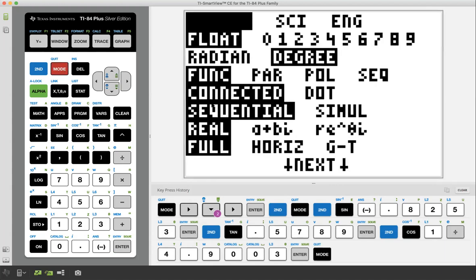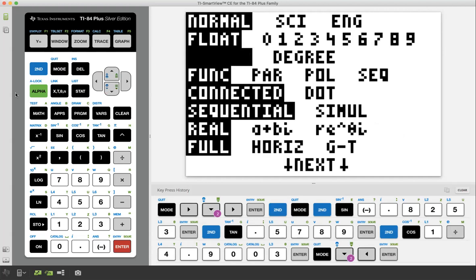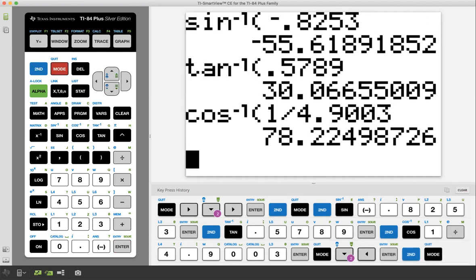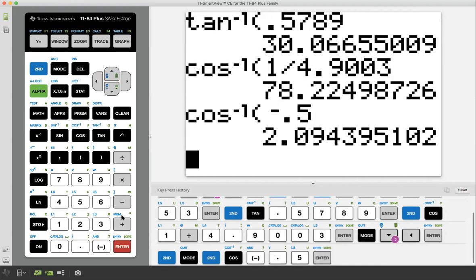change the mode. All right, got it in radian mode, and then quit and keep on going. Now I'm cruising here, cosine inverse, negative 0.5. And it says round to 4 decimal places again. So this one is 2.0944. Okay.